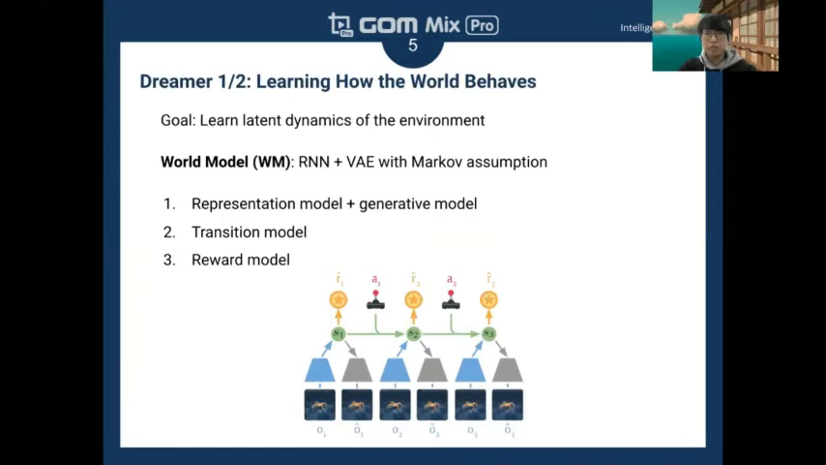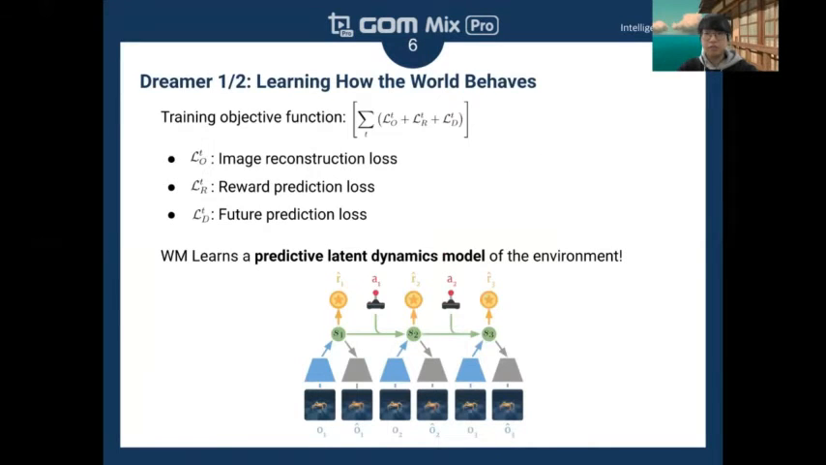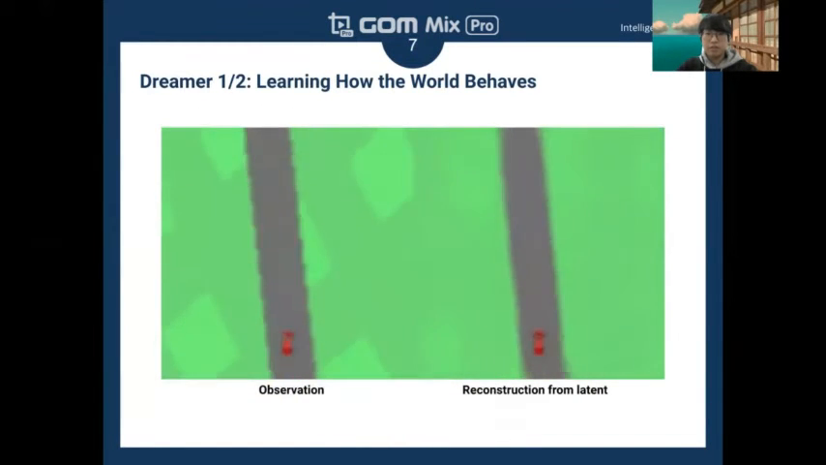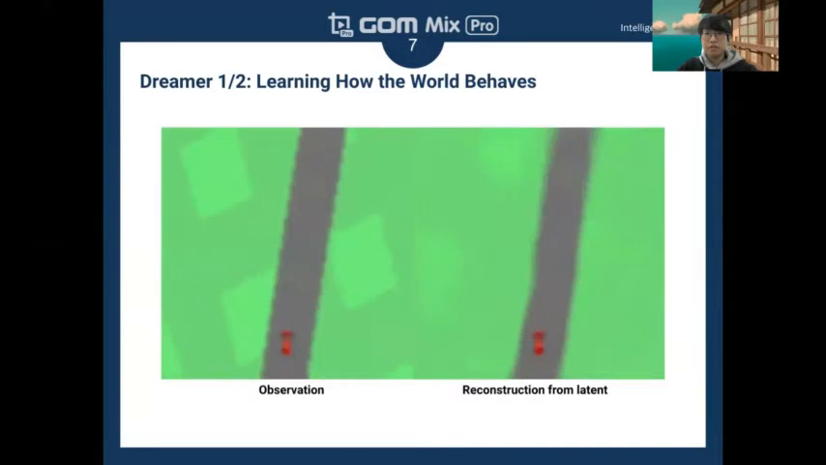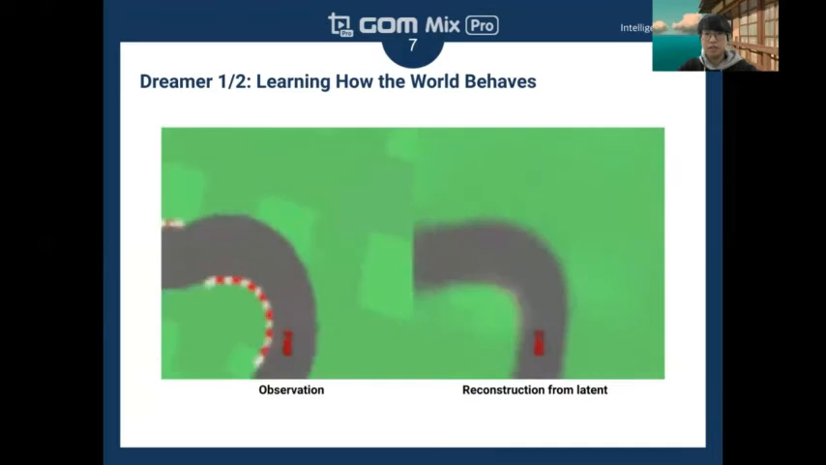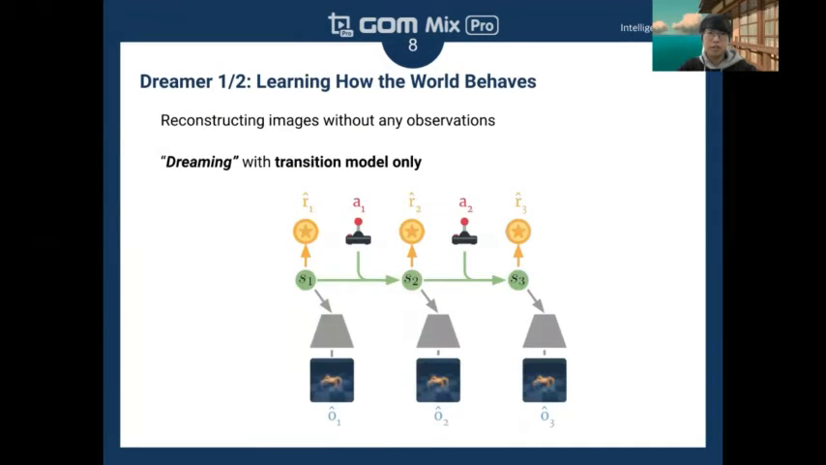So the three components of the world model are trained together to learn a predictive latent dynamics model of the environment. To help your understanding, let me show you this visualization. The video on the left shows the actual observation in the environment, and the video on the right shows the reconstructed images from the latent state of the world model. And some interesting things can happen if you recall that the transition model doesn't require observation. When we make transitions with learned dynamics solely, we can reconstruct the images without interacting with the environment, just like when we imagine or dream about the world.